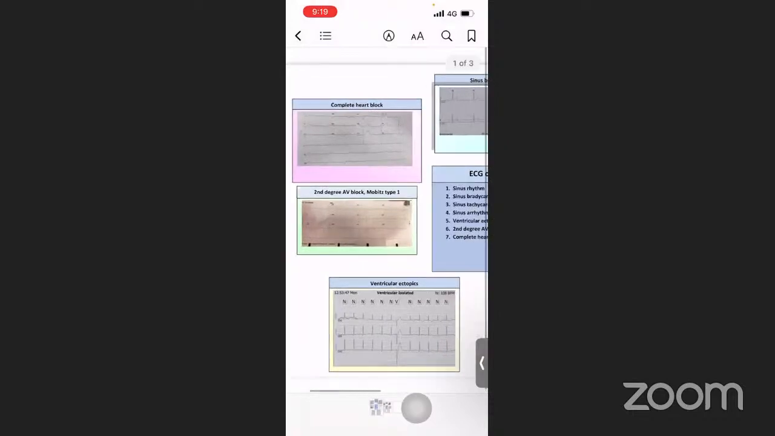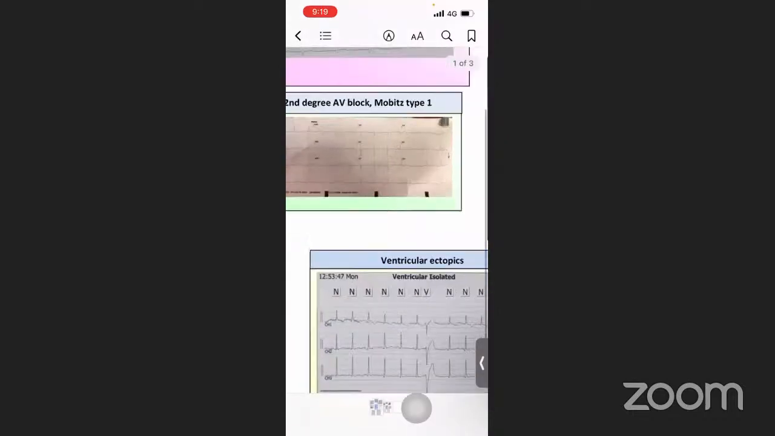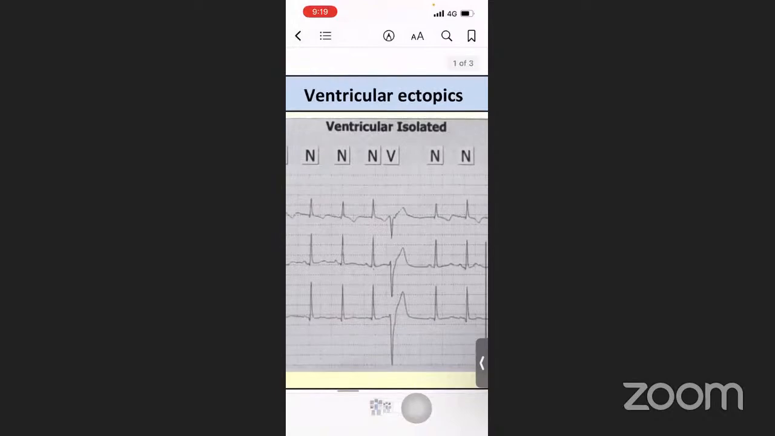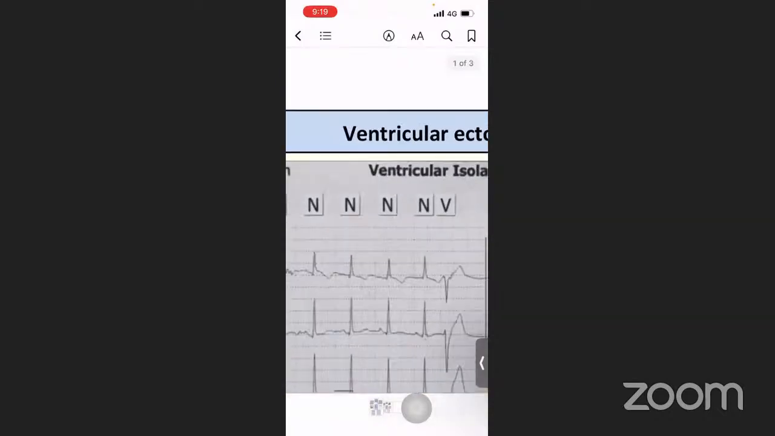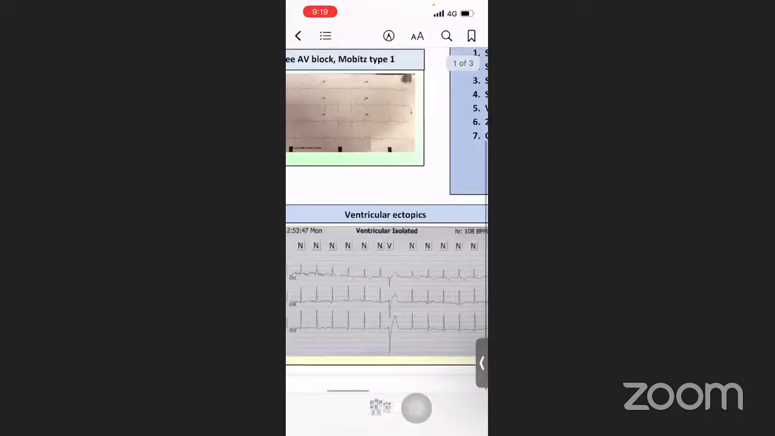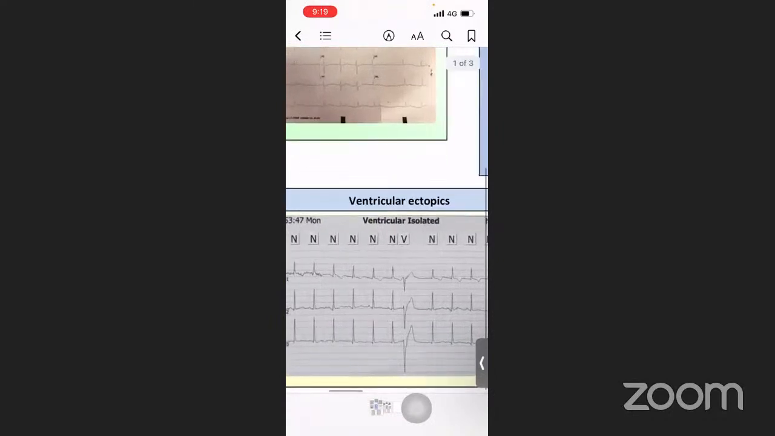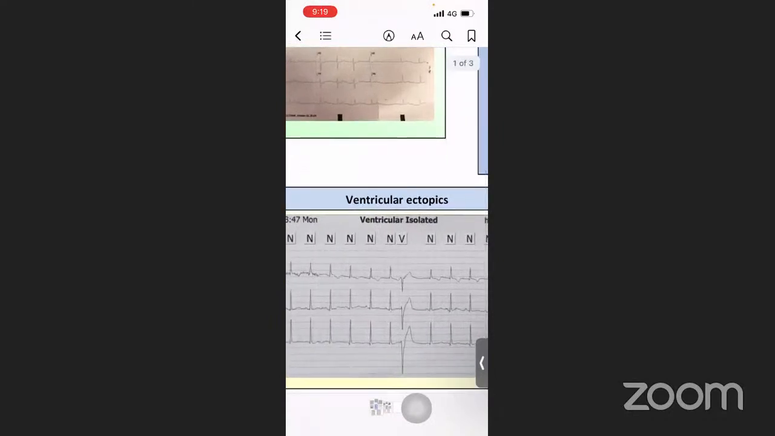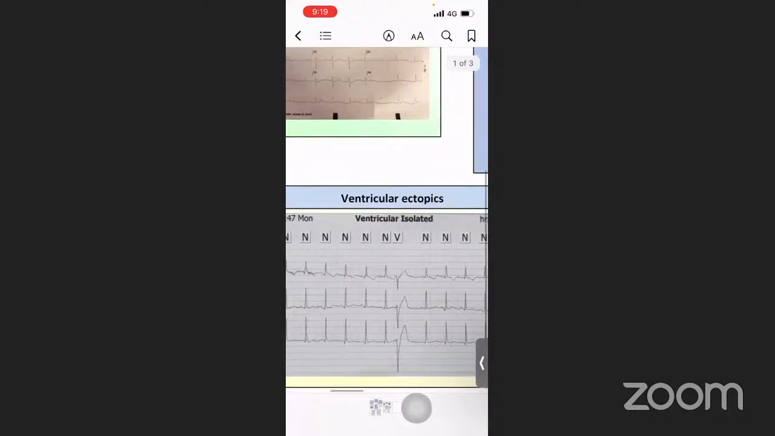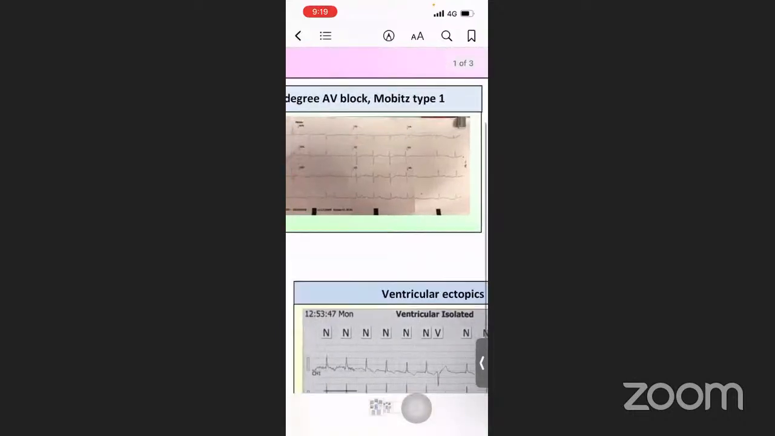Okay, so this one is ventricular ectopic. The morphology is different and it is a broader complex. With ventricular ectopic, sometimes you further need to mention whether it is multifocal ventricular ectopic or not. Is it a different morphology? That means the focus is from a different place.